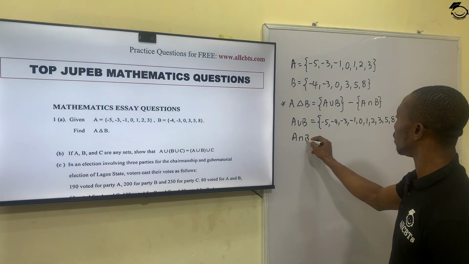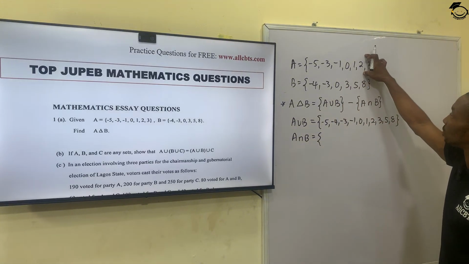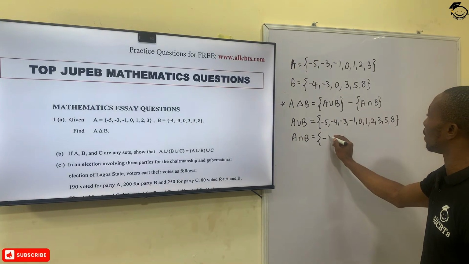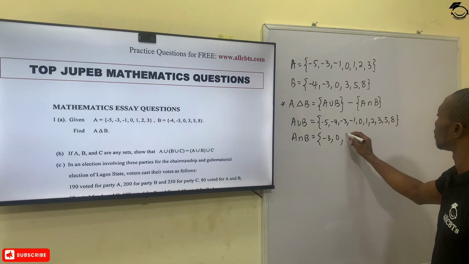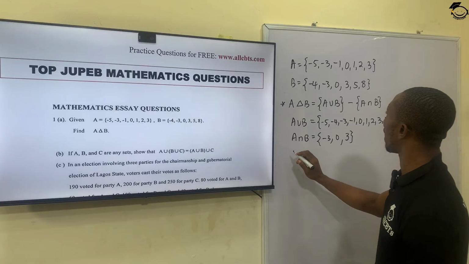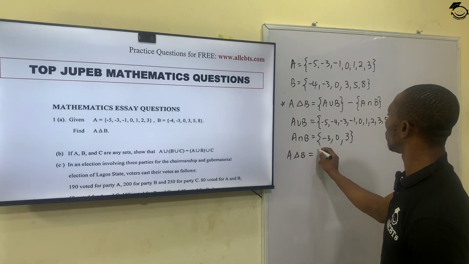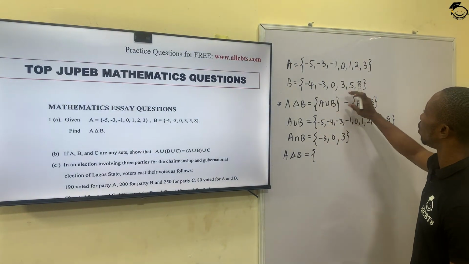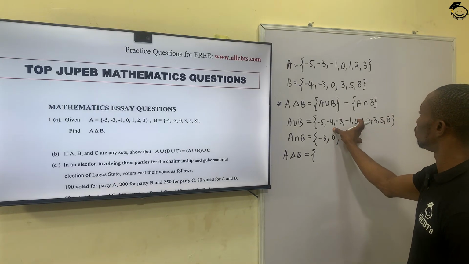And A intersection B would be what's common to both set A and set B. What's common to both? We have minus 3, 0, and 3. Now this is what's common to both. So if we have A delta B, which is a symmetrical difference, the symmetrical difference of A delta B is subtracting what is common in both from the union.